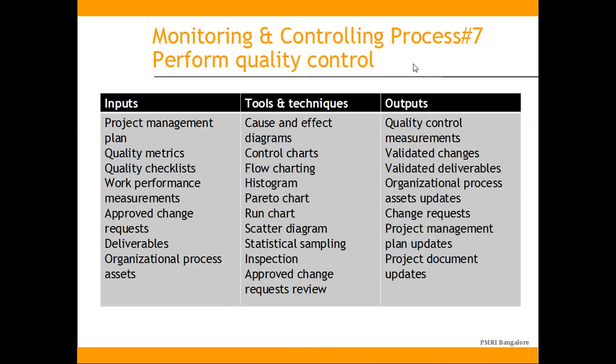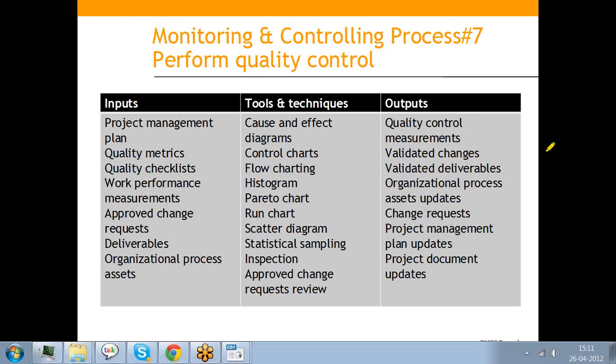Then process number 7 is perform quality control. Here the input side is the project management plan, quality metrics, quality checklists, work performance measurements, approved change requests, deliverables, and organizational process assets. All these things form the input side for perform quality control.